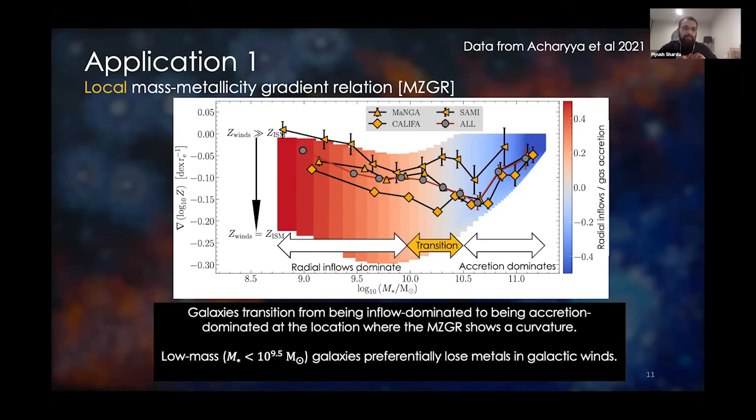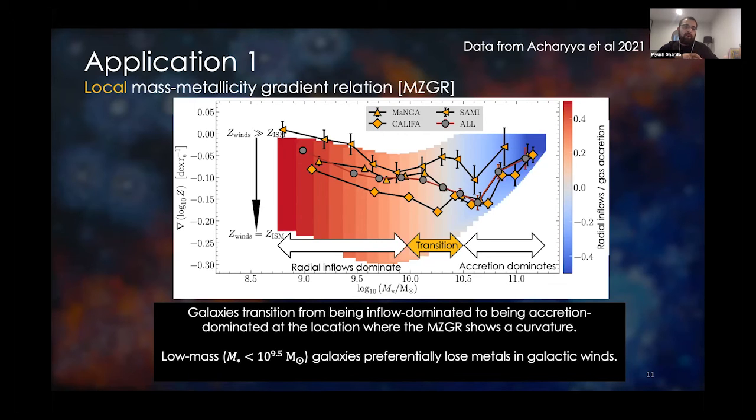There are a number of interesting things we can learn from this comparison. The two key points are that we see galaxies transitioning from a radial inflow, or inflow dominated regime, to an accretion dominated regime as they increase in stellar mass. And the transition between these regimes occurs around the location where the MZGR shows a curvature.